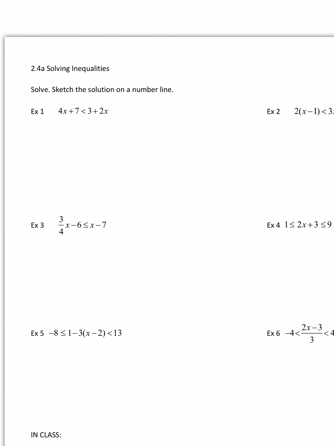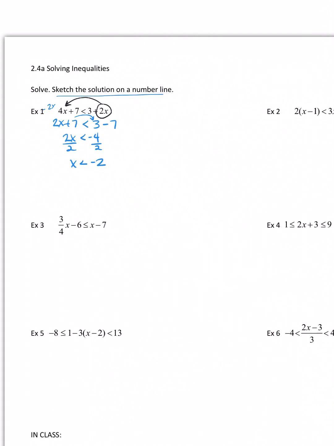4x plus 7 is less than 3 plus 2x. So the name of the game is combining like terms, guys. So I'm going to start by moving my x terms to this right side. So I'm going to subtract that 2x over here. That gives me 2x plus 7 is less than 3. I'm going to move that 7 over by subtracting it. So I'll have 2x is less than negative 4. Divide by 2. So x is less than negative 2.